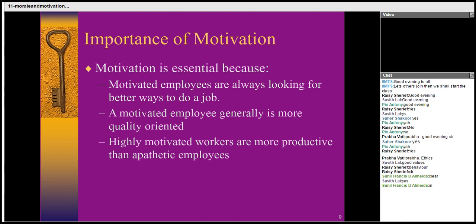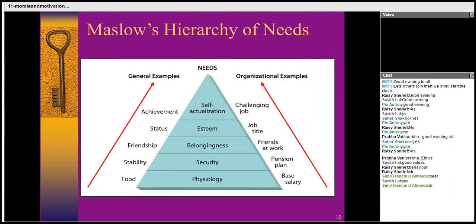So motivation is essential because motivated employees are always looking for better ways to do a job. A motivated employee generally is more quality oriented. Highly motivated workers are more productive than apathetic employees. Maslow's hierarchy of needs: food, stability, friendship, status, achievement.